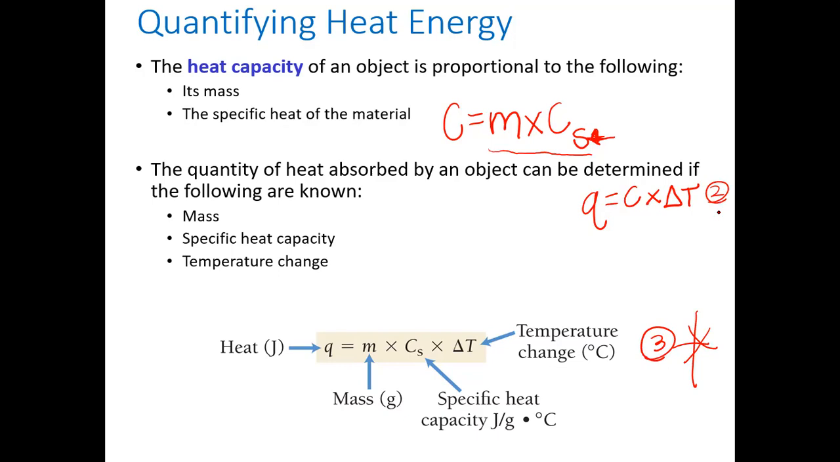So a lot of times, one way I get you to remember this equation is I say Q equals MCAT, okay? So M C delta T looks like it spells cat. So Q equals MCAT, where M is mass, C_S is your specific heat capacity, delta T is your temperature change, which again is just your final minus your initial temperature.